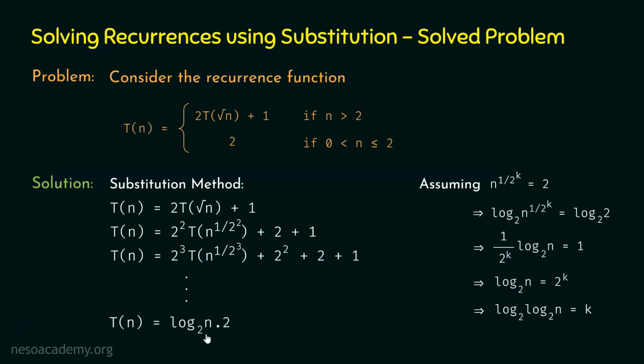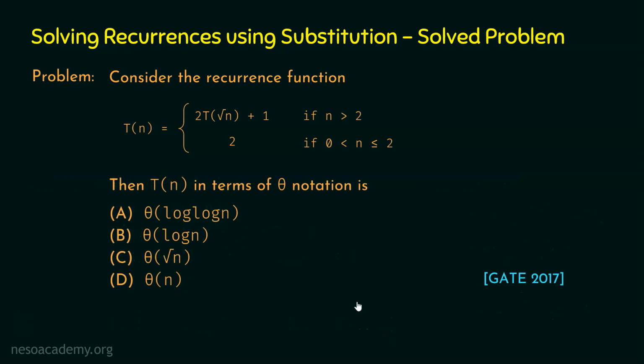But at the end, the asymptotic complexity will be theta of log n. Why are we getting theta of log n here? The reason is simple. We can eliminate the constant and the base and we will be left with log n only. This represents the asymptotic complexity of Tn. So Tn is theta of log n. So Tn is asymptotically equal to log n. This is what we can say. And therefore, we can say option B is the correct option.